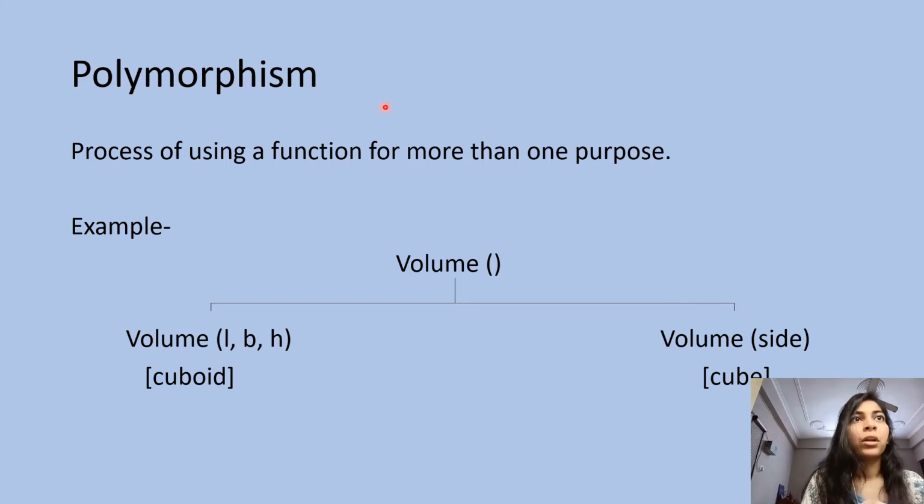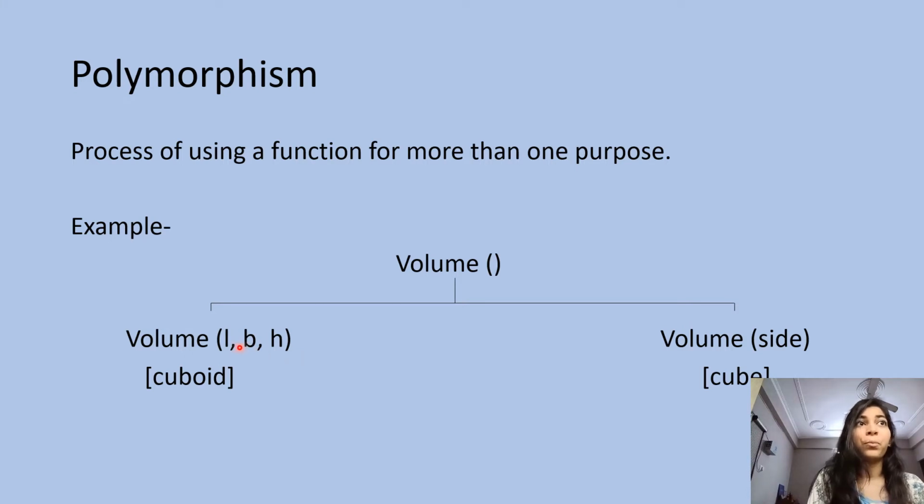Okay, we know that to get the volume of a cuboid, we'll need its length, breadth and height. Whereas to get the volume of a cube, we will only need its side, the length of its side. But the use of both of them is the same. We are getting its volume only, right? But the input we are taking here is different.